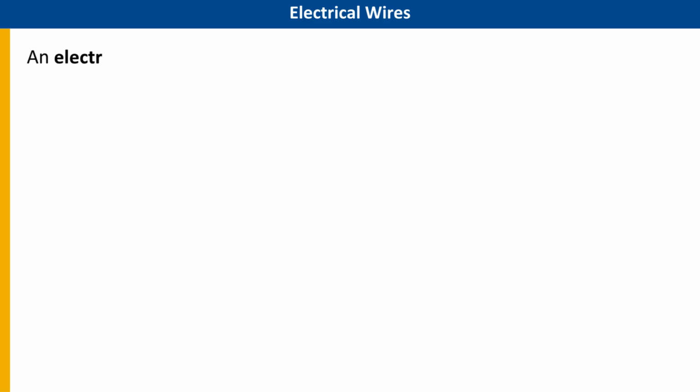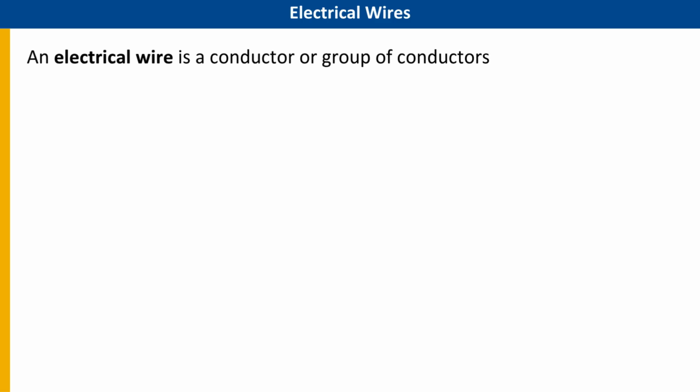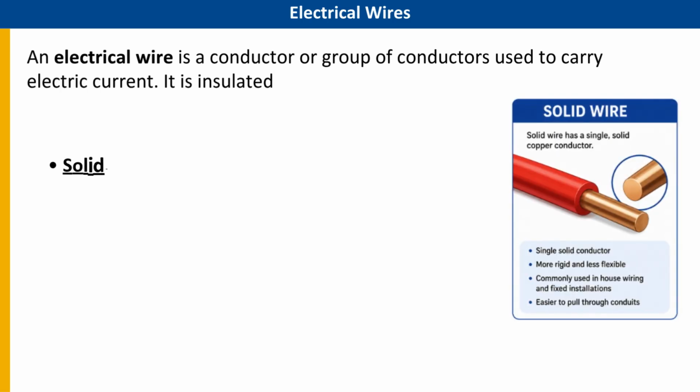One of the most important electrical materials is the electrical wire. An electrical wire is a conductor or group of conductors used to carry electric current. It is insulated to prevent unintended contact with other conductors or conductive materials.